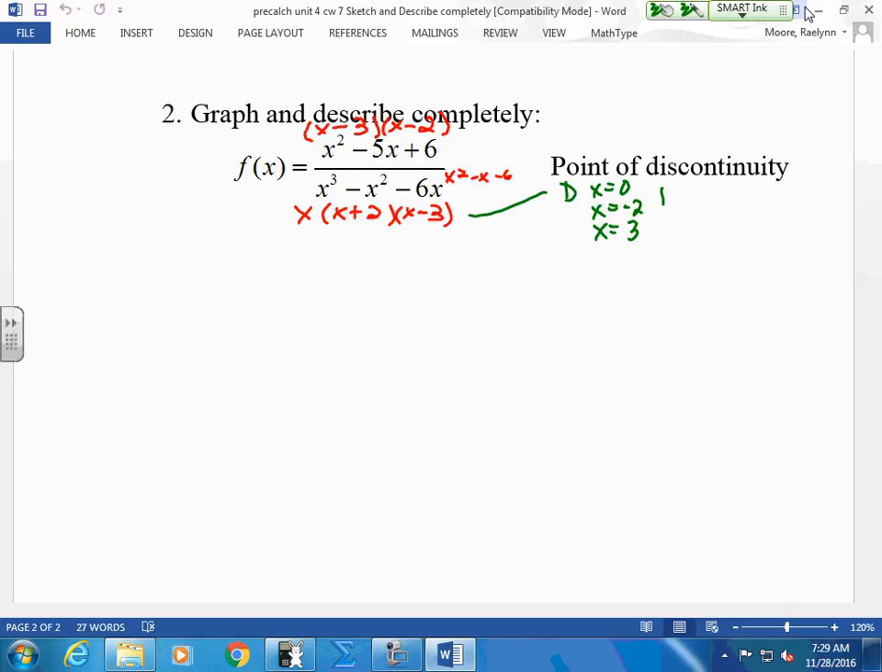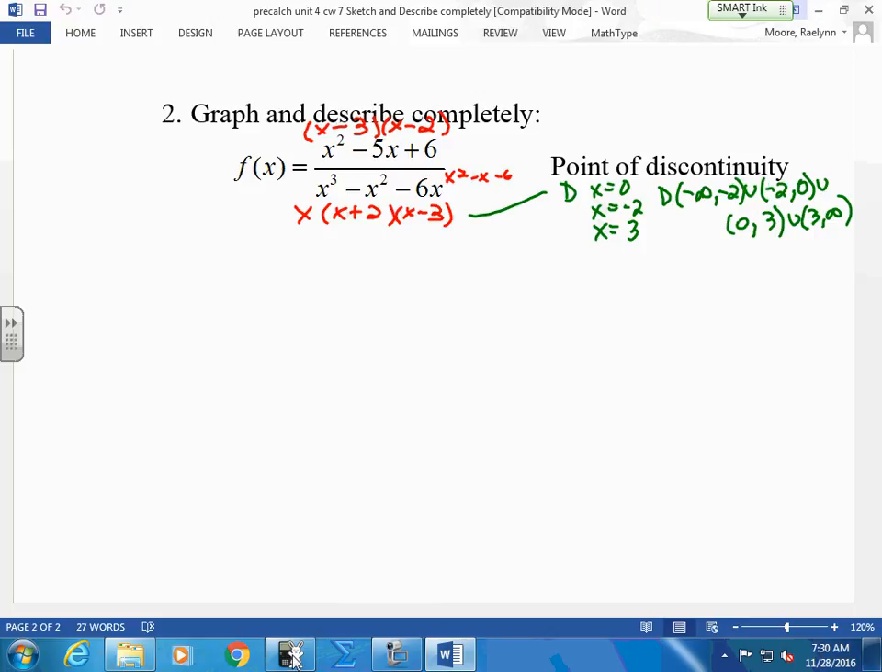So my domain says negative infinity, jump over -2, start back at -2, stop at the 0, jump over the 0, go to 3, jump over the 3, and then to infinity. I have a couple of things that I can't use.